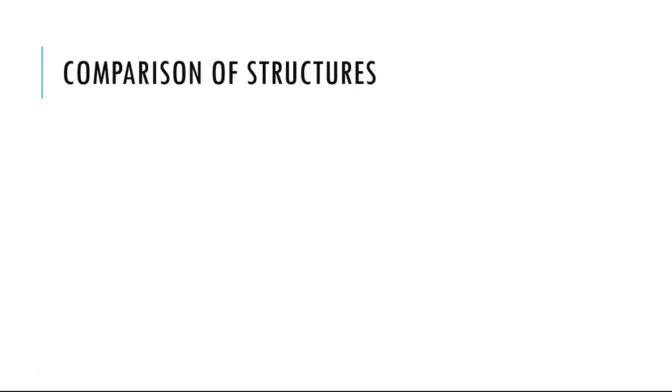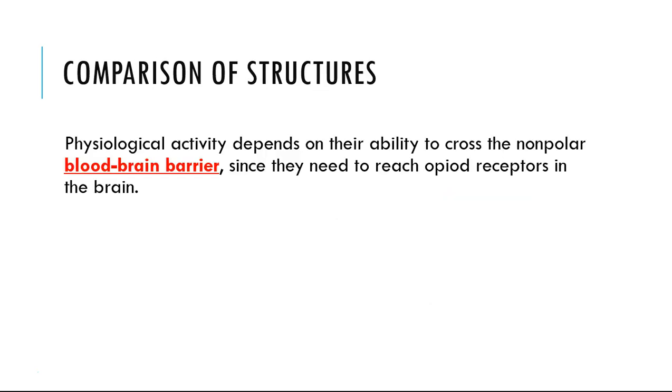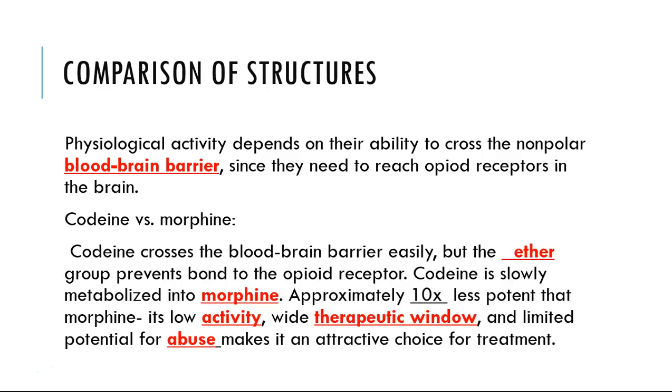All right, so when we compare these structures, the physiological activity of these drugs really depends on their ability to cross the blood-brain barrier, because they have to reach the opioid receptors in the brain. So when we look at codeine versus morphine, codeine crosses the blood-brain barrier really easily, but that ether group that we added in its synthesis prevents the bond to the opioid receptor. So codeine works by slowly metabolizing into morphine. And because it metabolizes fairly slowly, it's about 10 times less potent than morphine.